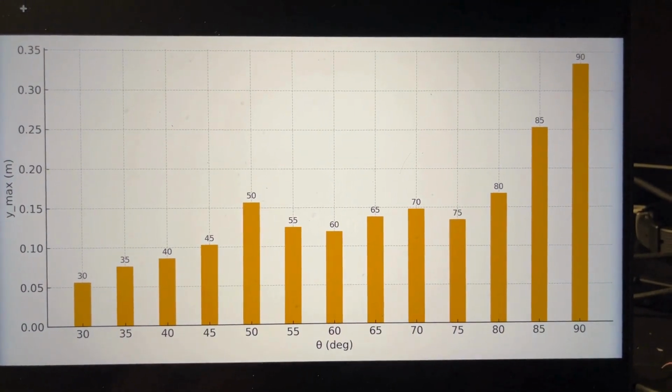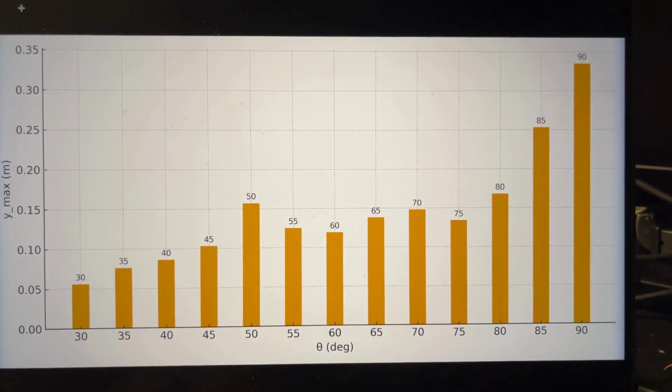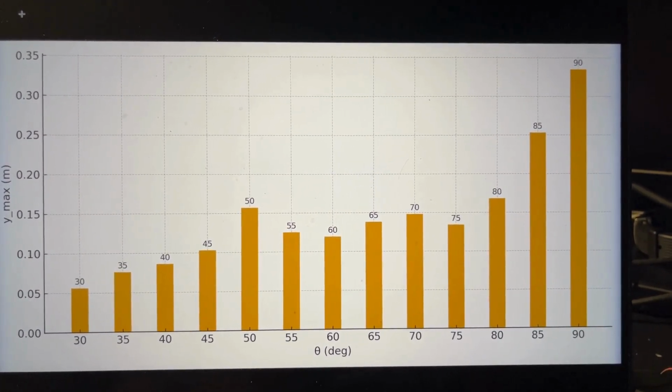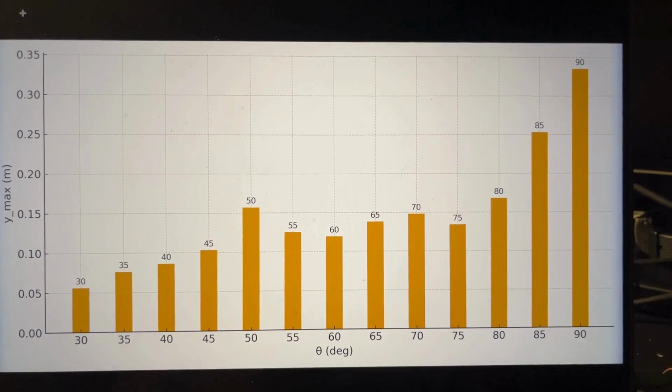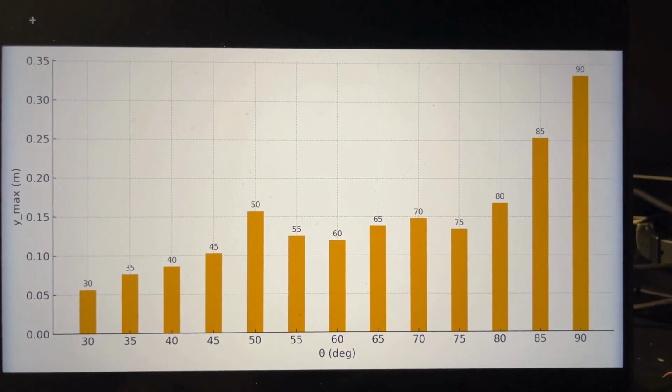Here you can see plot 2, which shows the maximum height as a function of launch angle. As expected, the height increases with angle and is largest at 90 degrees, and the small irregularities in the curve mostly come from small changes in launch speed and the angle between shots.